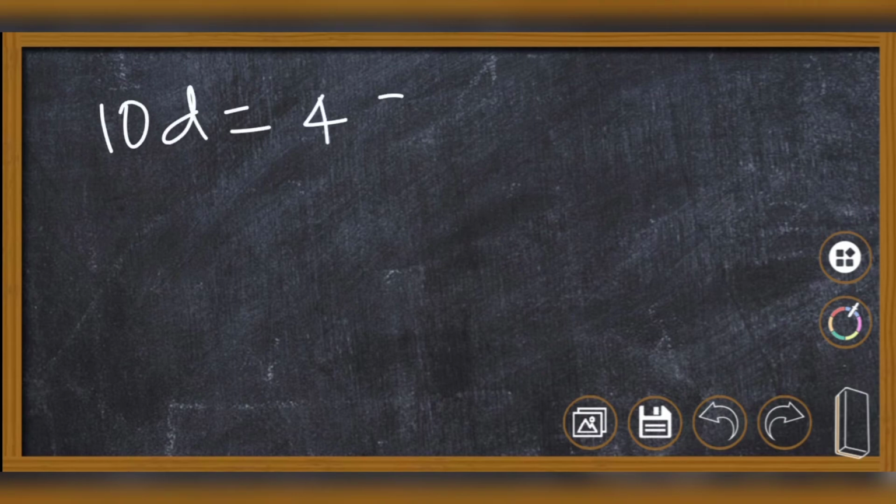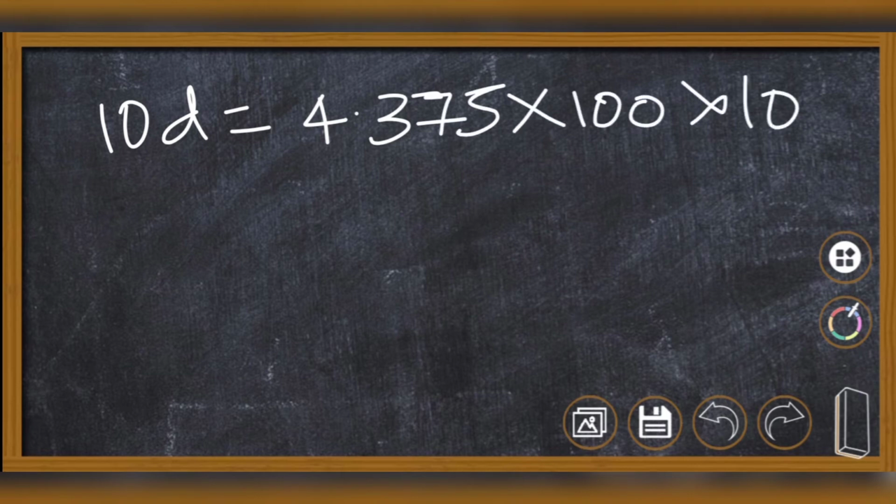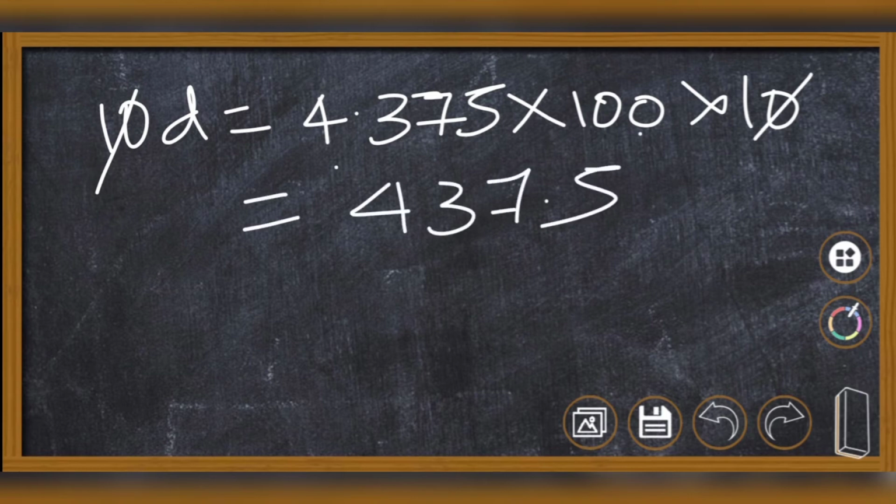10d is equal to 4.375 into 100 into 10. 10 and 10 get cancelled. So 437.5 is the answer. So this is a conventional method we use. We have to spend this much time on this question. So there is an easy method for doing this.